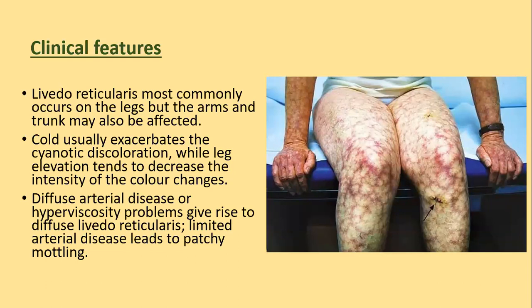The clinical features. Livedo reticularis most commonly occurs on the leg, but the arm and trunk may also be affected. Cold exacerbates this condition, and the cyanotic discoloration becomes more pronounced, while leg elevation tends to decrease the intensity of the color changes. Diffuse arterial disease or hyperviscosity problems give rise to diffuse livedo reticularis. Limited arterial disease leads to patchy mottling.